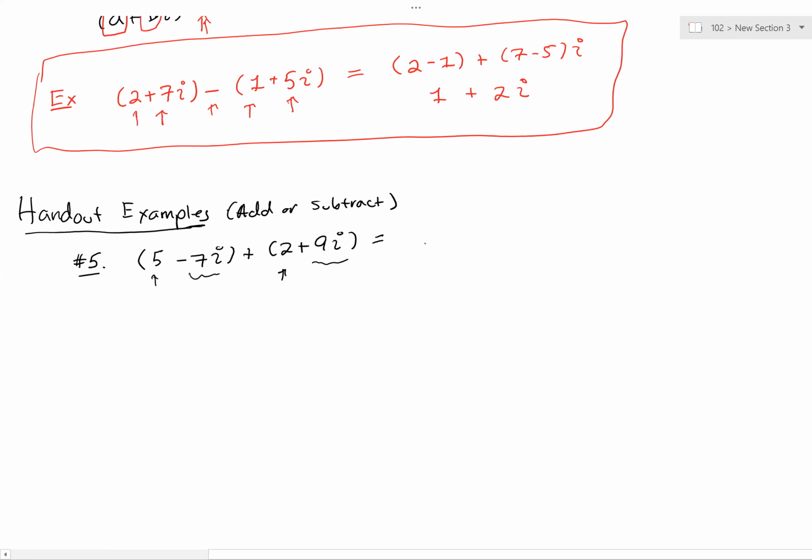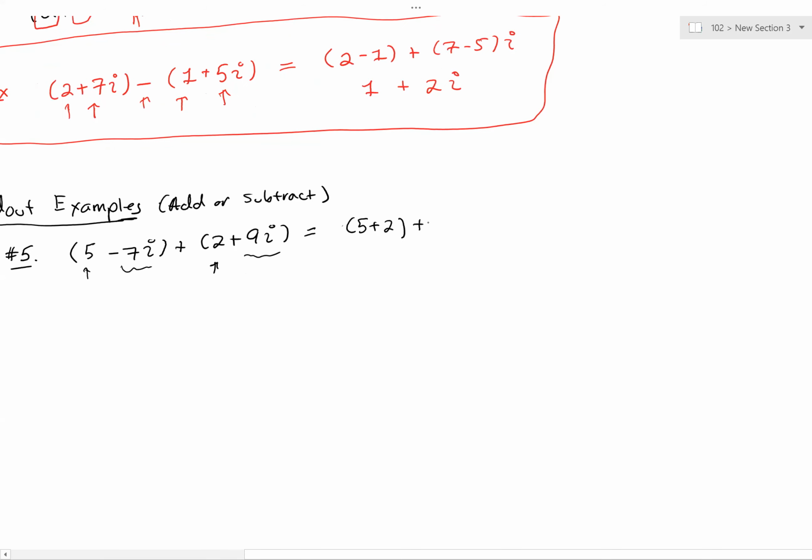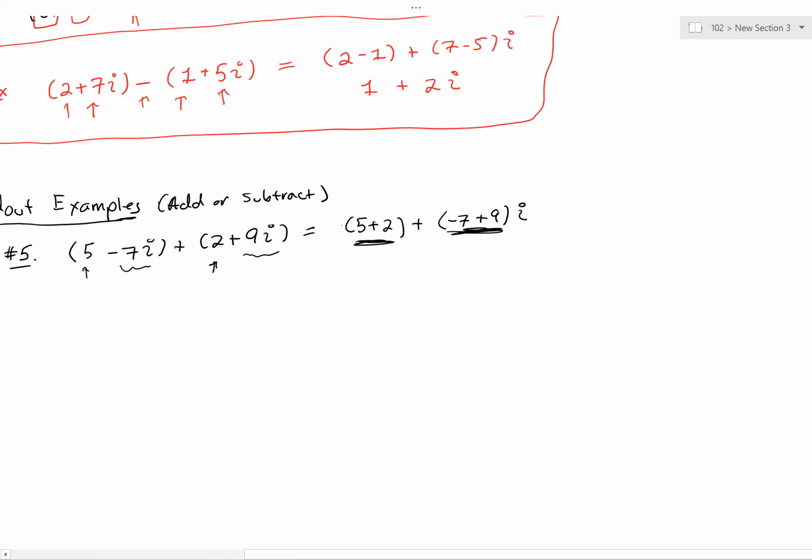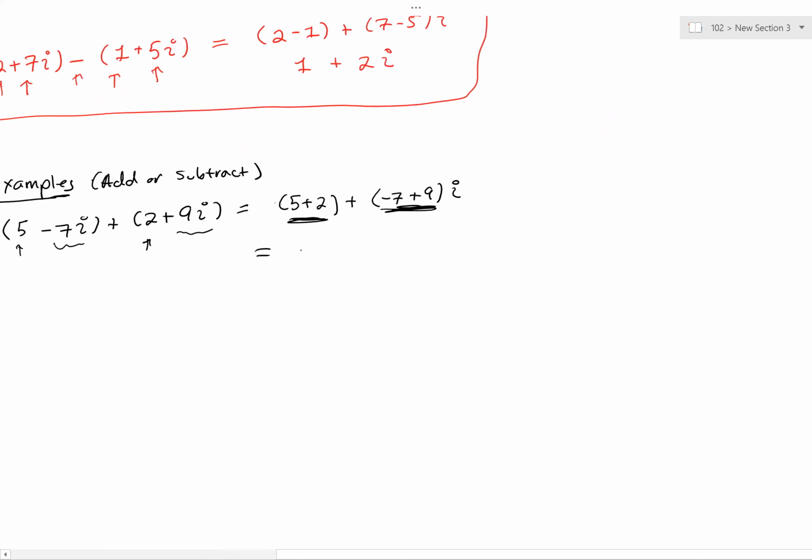Maybe I'll just write out the work here. So this becomes 5 plus 2, that's the new real part, plus the imaginary part will be negative 7 plus 9 times i. So this is the imaginary part here, and this is the real part. Just simplify that. That becomes 7 plus 2i. If this coefficient of i had been a negative, I would have just changed this to a subtraction. That'd be the only difference.